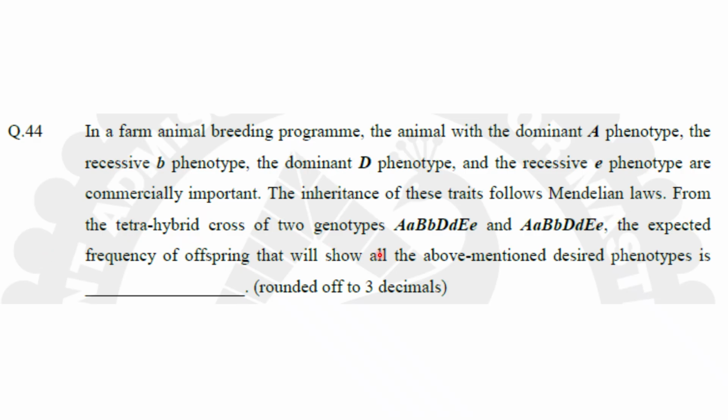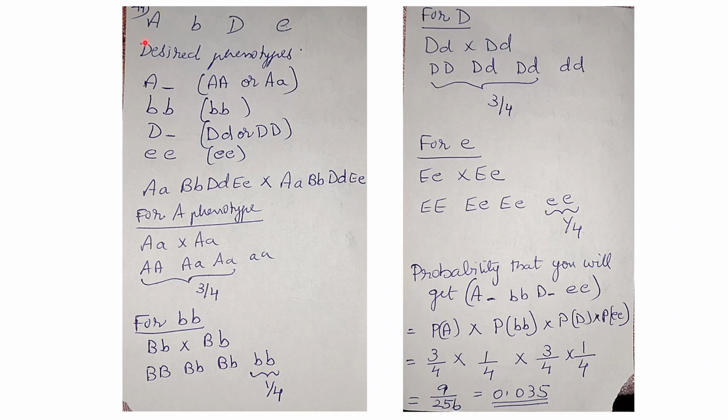From the tetrahybrid cross of the genotype, see these are the genotypes, all heterozygous for all the genes. The expected frequency of offspring that will show all the above mentioned desired phenotypes is. So that means the progeny having capital A, small b, D and E will be selected. Now see here, what do you require? You need capital A, small b, capital D, small e.